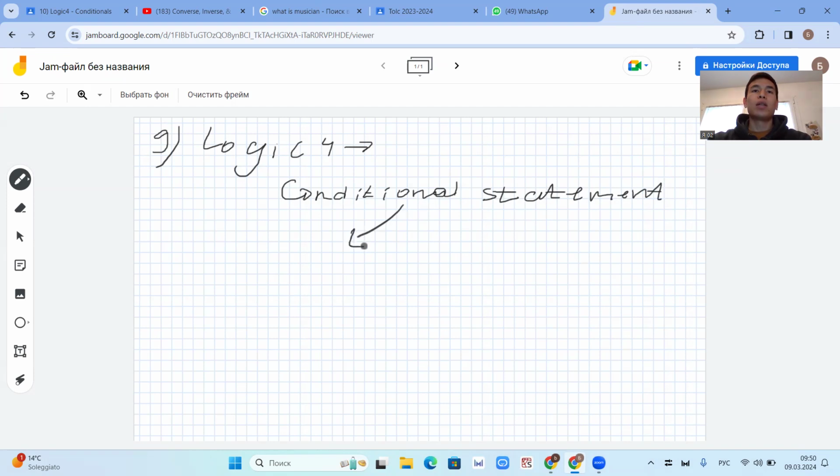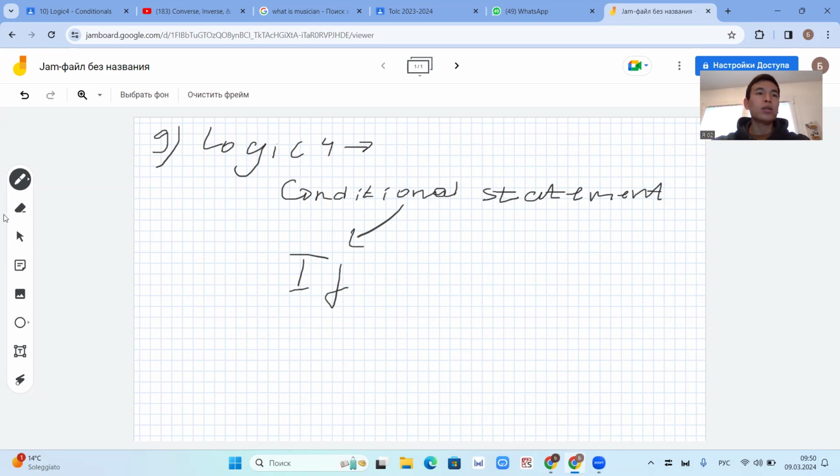Вообще, что вы представляете, когда я говорю слово condition? Что это означает? Условия. Да, это условия. И в условии у нас есть специфичное слово, которое представляет это условие. If, да? Получается, through if we are representing conditional statement. It's like if something, then something.